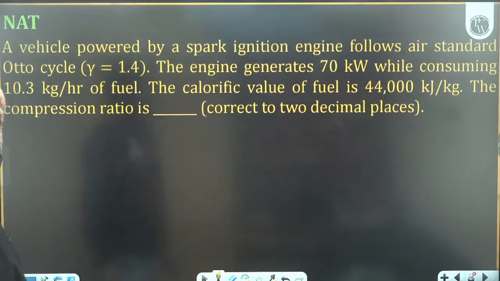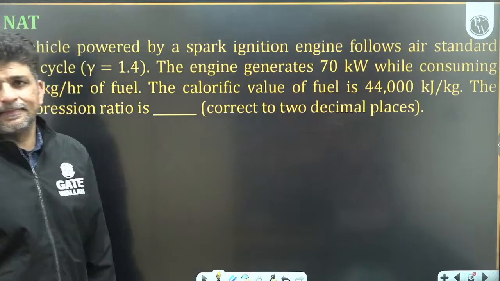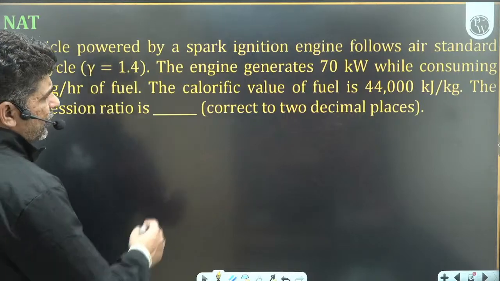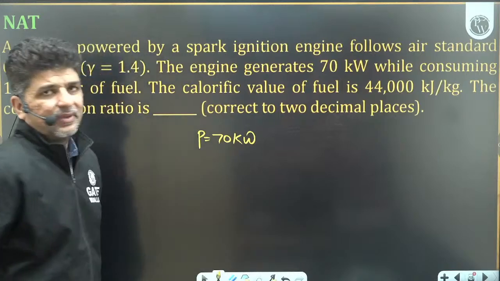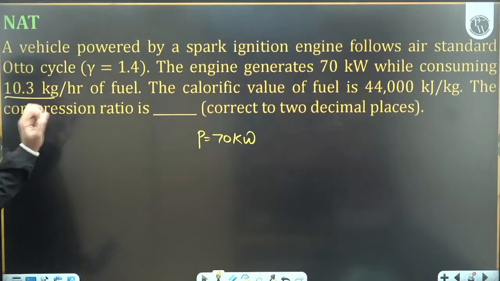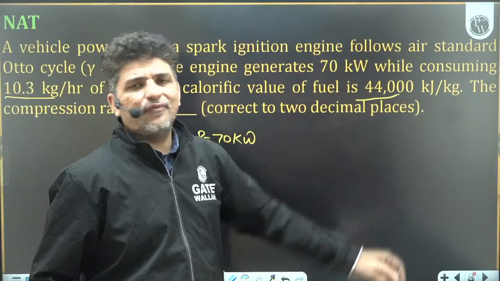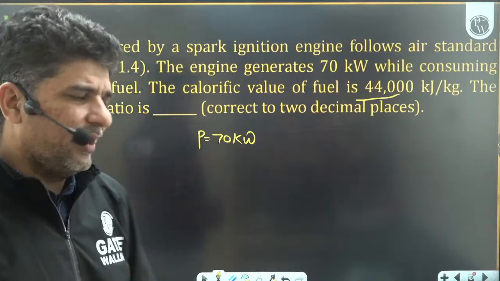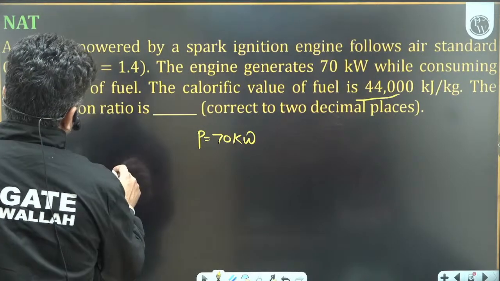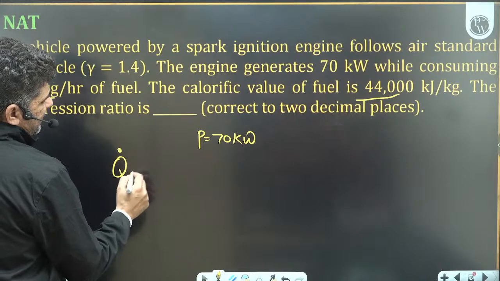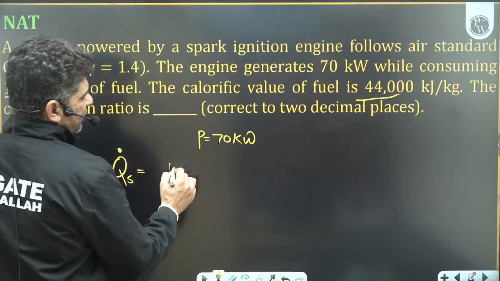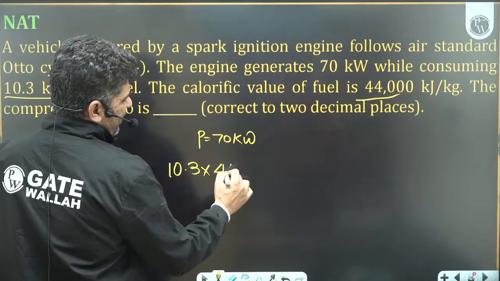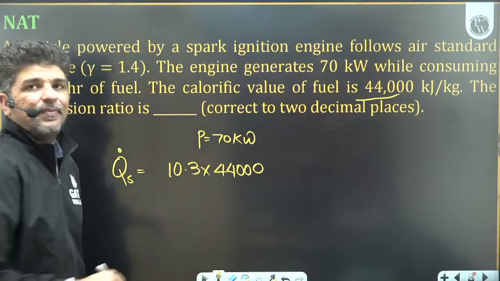Okay. So what we have to calculate is, he has given you the power developed. Power is equal to 70 kilowatt. And when he has given you the fuel flow rate and the calorific value of fuel, he is actually giving you the heat that is supplied. So heat supplied per hour will be 10.3 kg multiplied by 44,000. This is the heat supplied per hour.